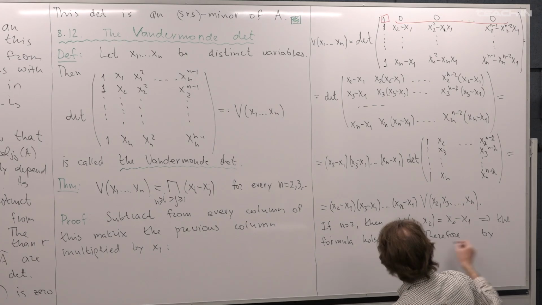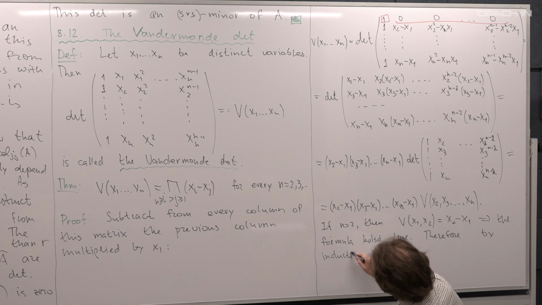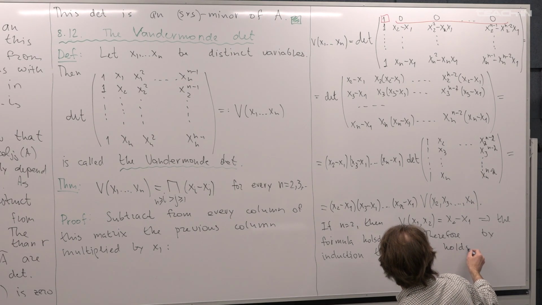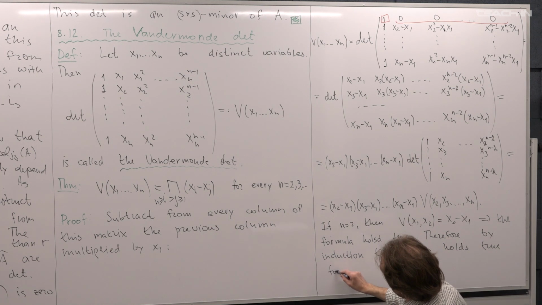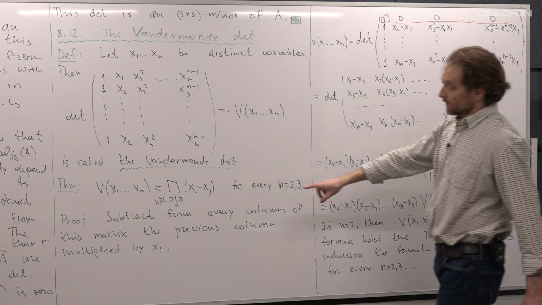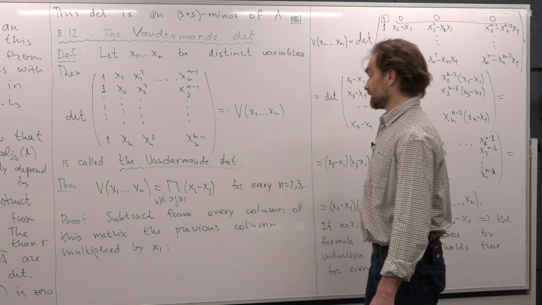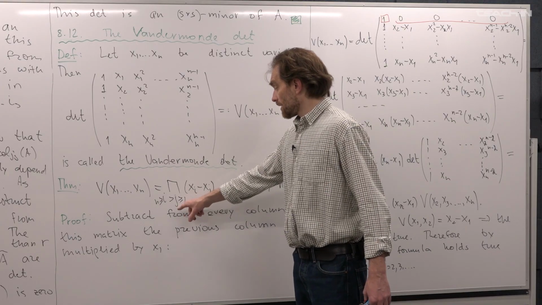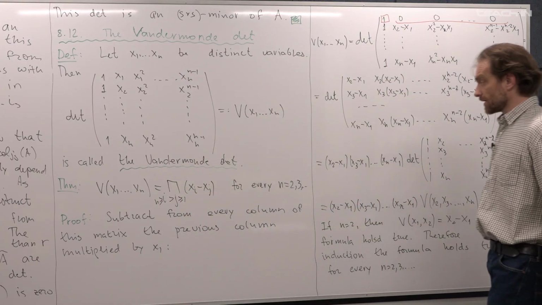Therefore, by induction, the formula holds true for every n starting from 2, just because here we have, according to the statement, the product of all factors of the form x_i minus x_j, where i is greater than j, and both are greater than or equal to 2.